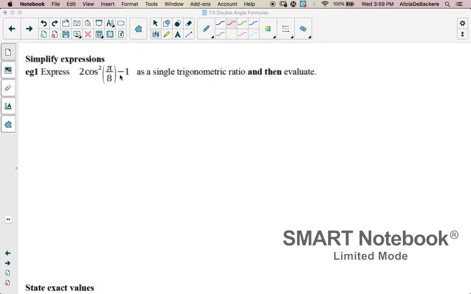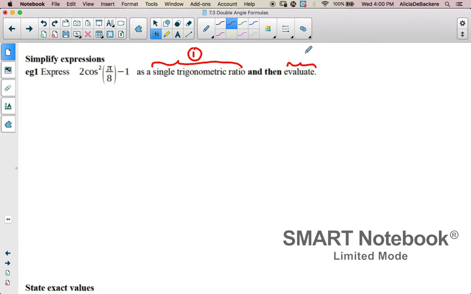So simplifying expressions. Sometimes they're going to give me an expression that looks complicated, and I'm going to try to make it a little bit simpler. This question is asking me to do two things. The first thing, I need to write it as a single trig ratio, that's step 1, and then I need to evaluate, that's step 2. So I'm going to make sure I do those two things in this question.